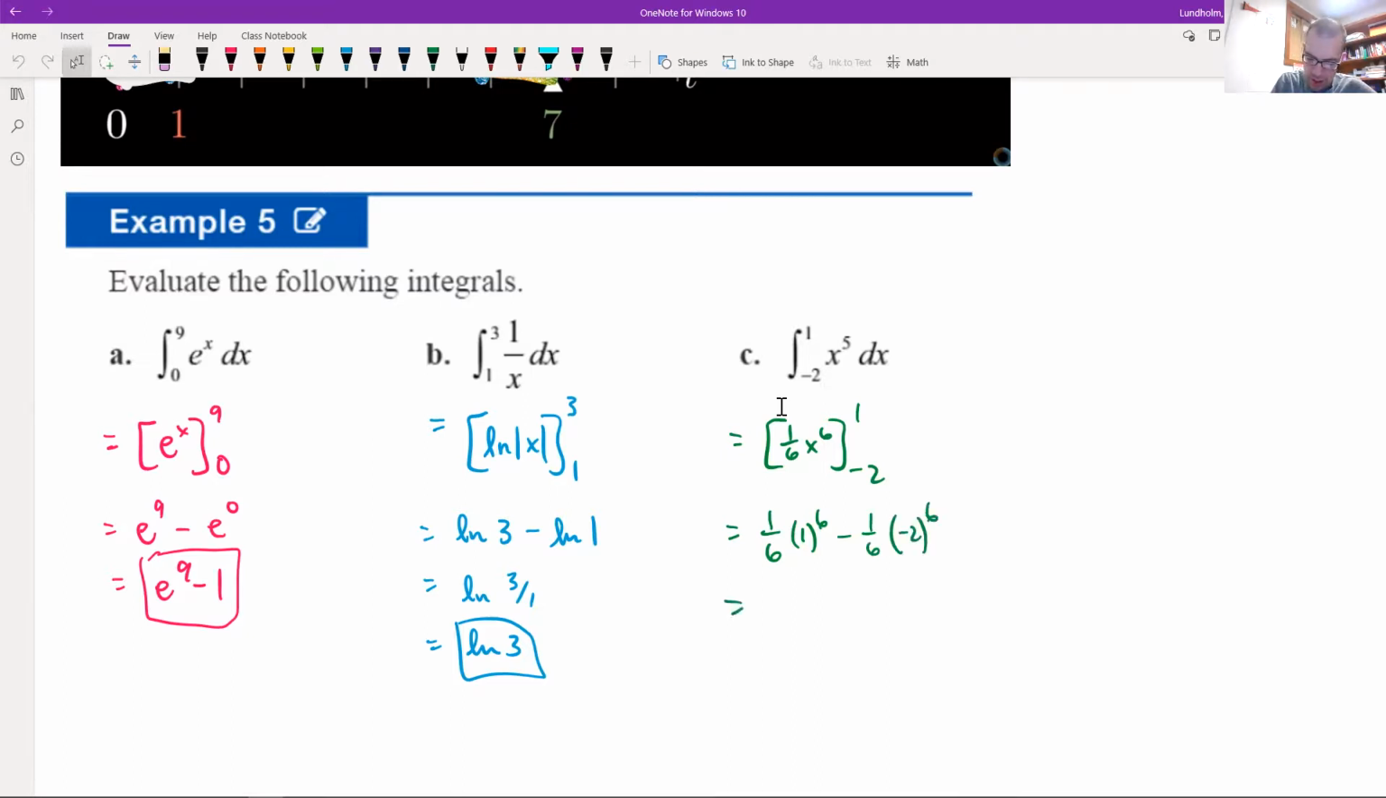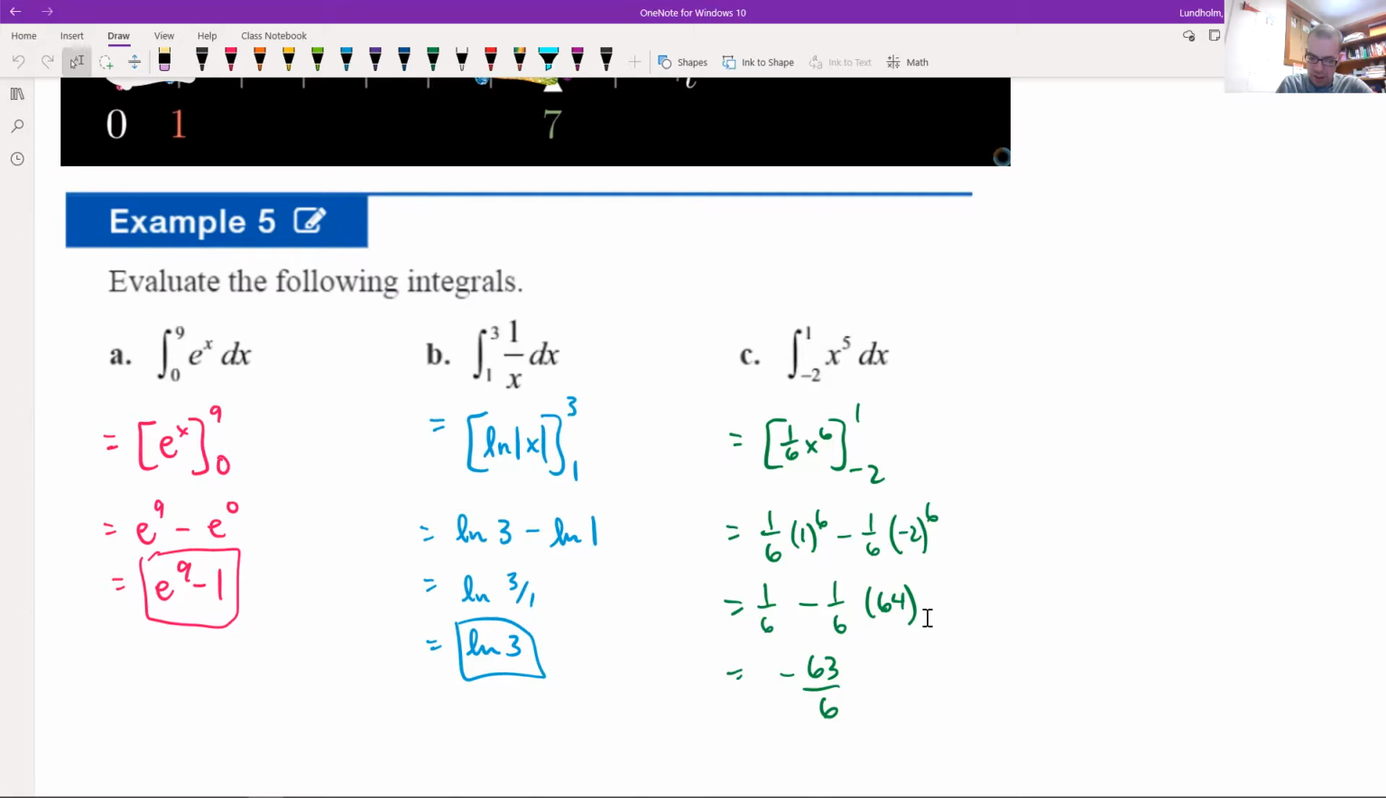All right. 1/6 times 1, which is just 1/6, minus 1/6 times -2 to the 6th power would be 2 to the 6 would be 64. Okay, so times 64. So this would be -63/6.